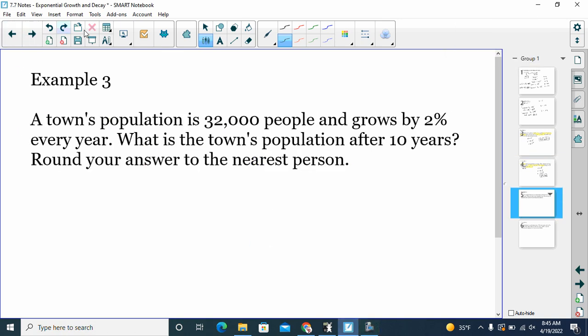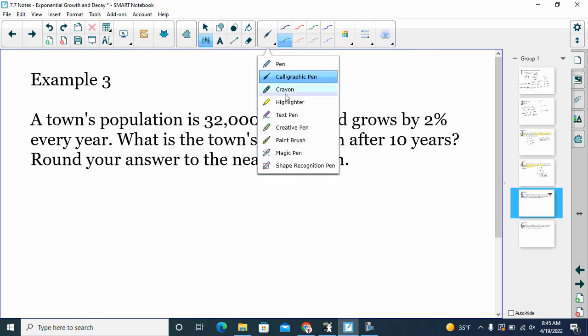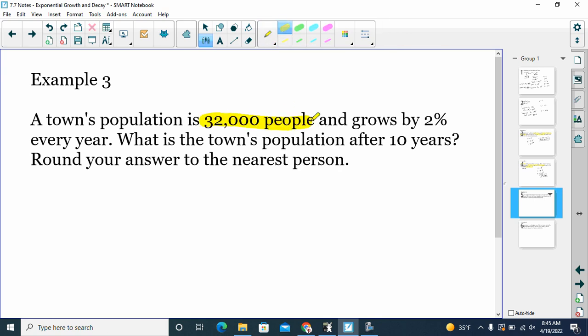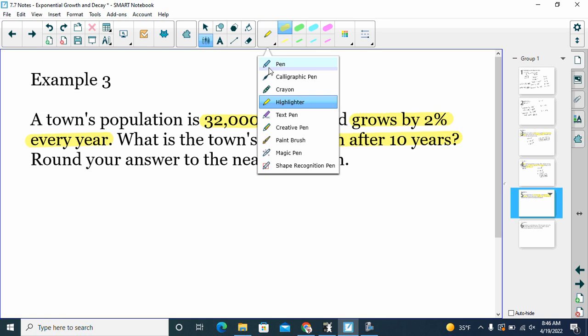Couple more problems here. Example 3 says we have a town. Its population starts with 32,000 people. That sounds important. That population grows by 2% every year. We are looking for the population after 10 years. So we have 32,000 people. Every year that population is going to grow by 2%. We are looking for the town's population after 10 years. And we are asked to round our answer to the nearest person.